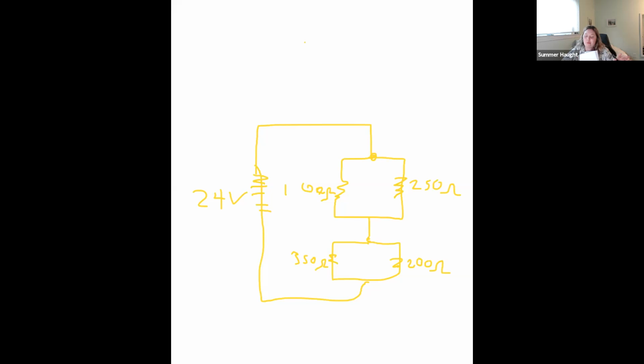So in this example, this is a horrible representation, but you should hopefully get the point. Basically, in this situation, we have two areas where we have parallel circuits.